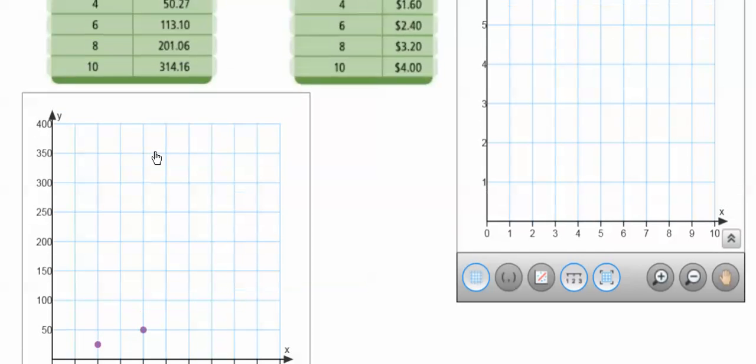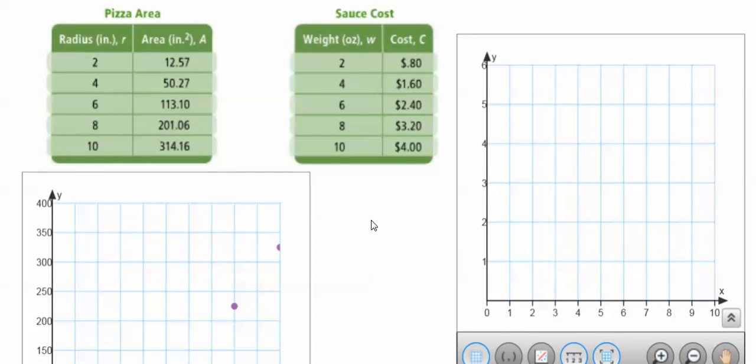And then the next one would be 6 and 113.12. So 6 and 113.12. And then 8 and 201, 10 and 314. So I can see here that this definitely is not going to be linear. It looks more wavy. So that would be a nonlinear function.